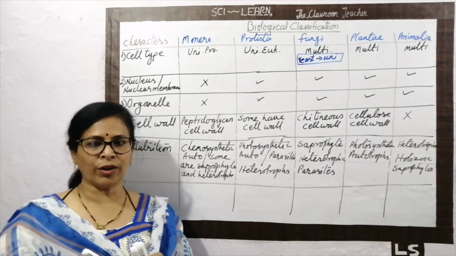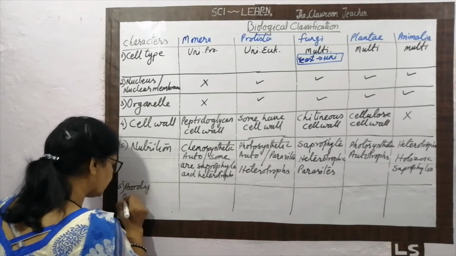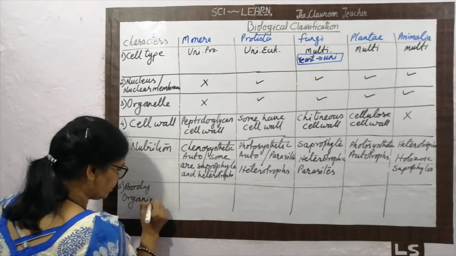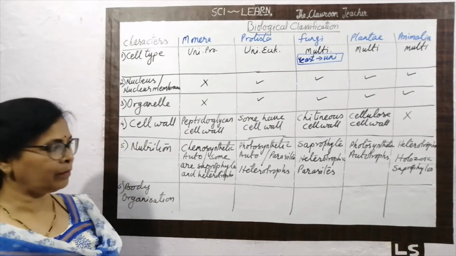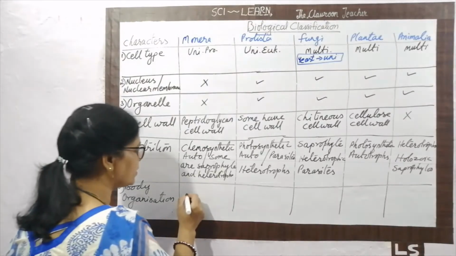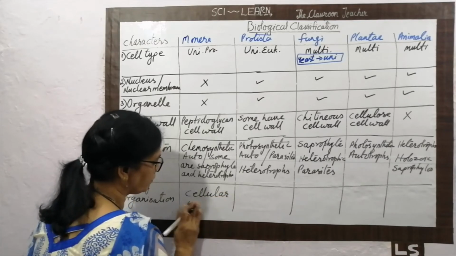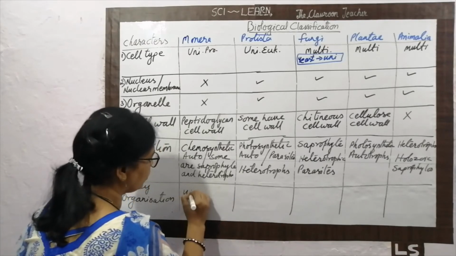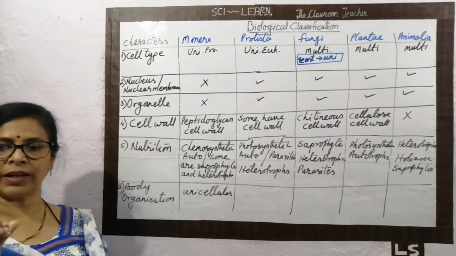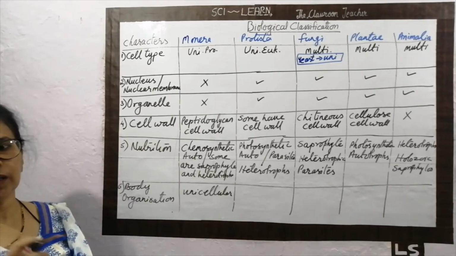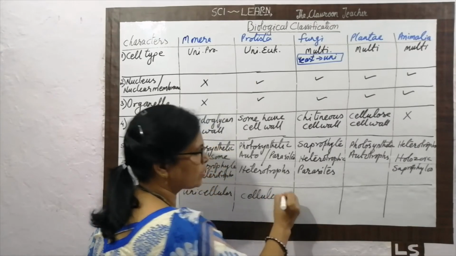Now, what is the body organization? One more character is the body organization. In body organization, we know that the Monera are made up of a cell. This is unicellular, a cellular body. So the body organization is cellular. It is also cellular in the Protista.